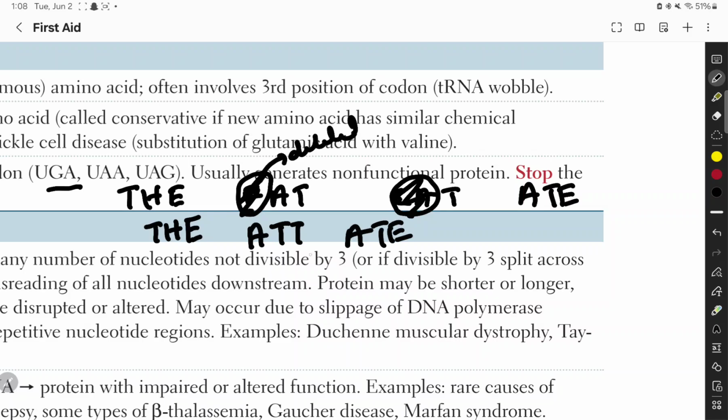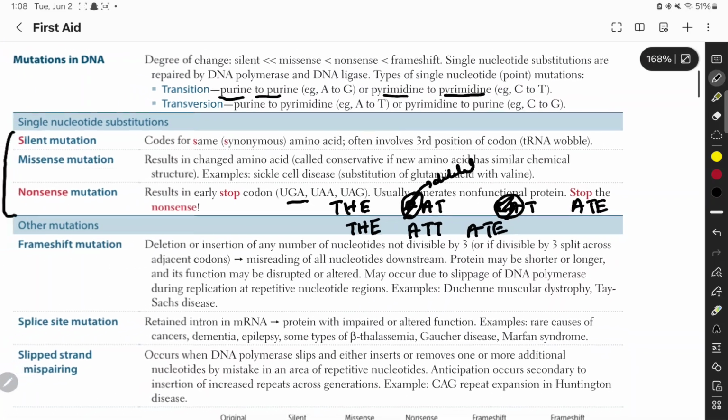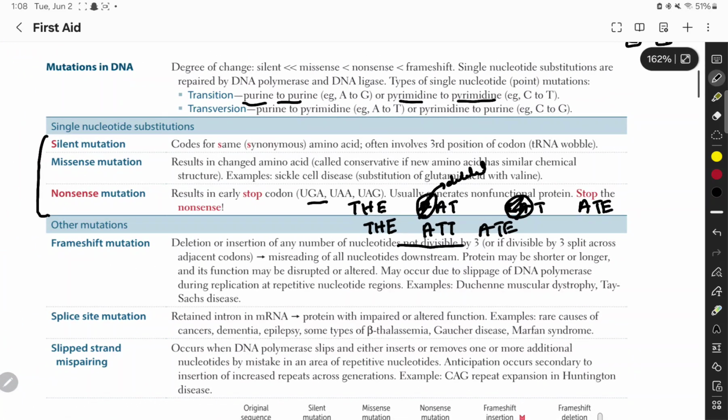Right, so this results in misreading of all the nucleotides downstream. So the protein that is formed could either be shorter or longer. Its function may be disrupted or altered and may occur due to slippage of DNA polymerase during replication.